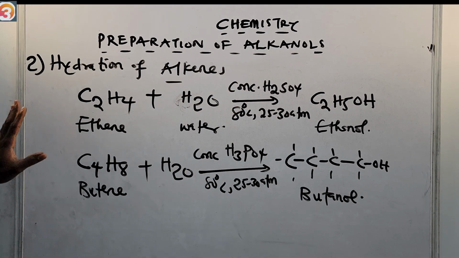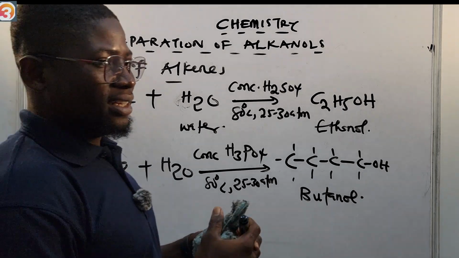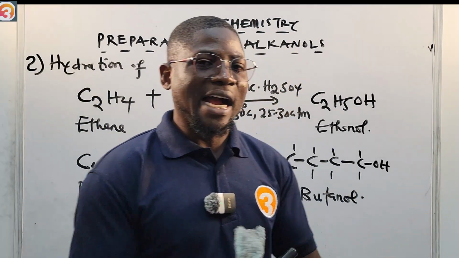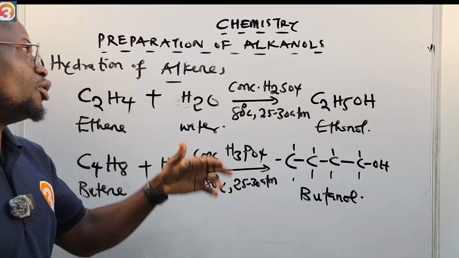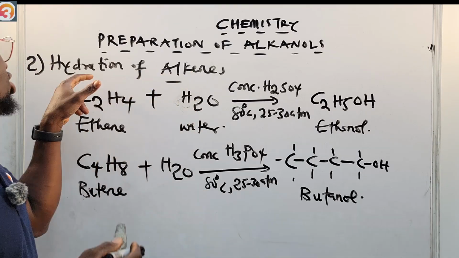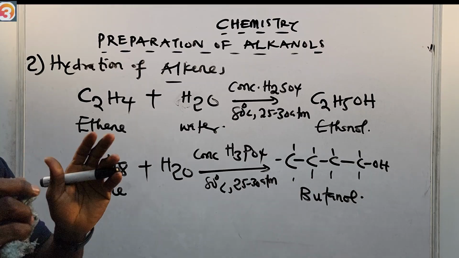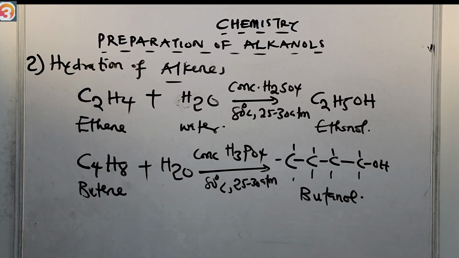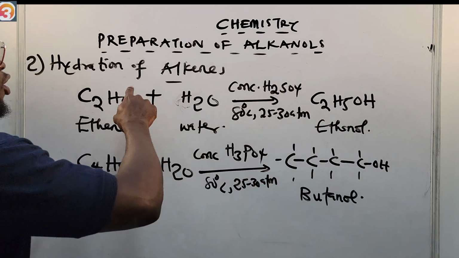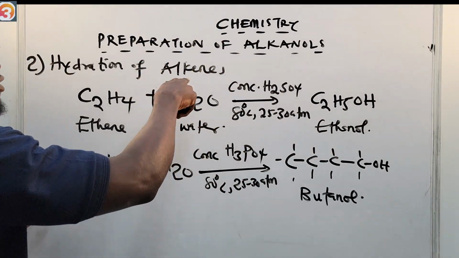Please understand that hydration of alkenes gives us alcohols, and the reverse, dehydration of alcohols, will give us alkenes. Very simple and straight to the point. Hydration, of course, is the process of producing or preparing an alkanol from an alkene.